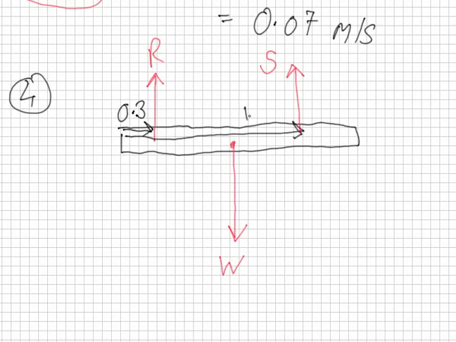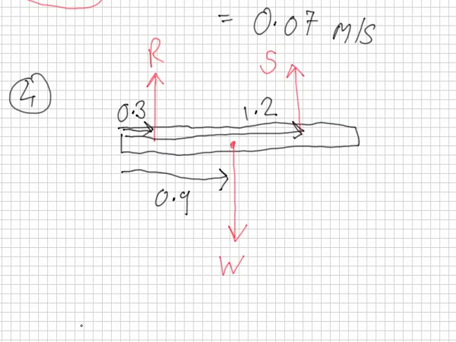The W will always be in the middle. So the total length is 0.3 plus 0.9 plus 0.6, so this is 1.8 meters long. So the middle will be 0.9, half the total length.